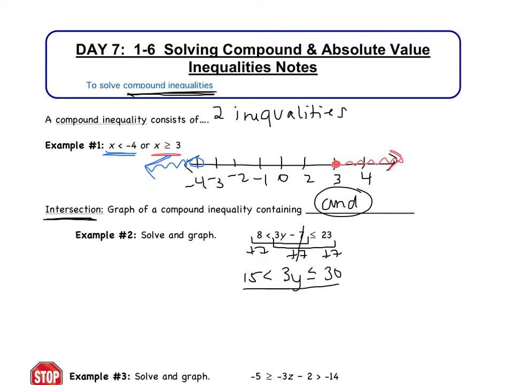So to get rid of the 3, I'm going to divide everything by 3. 15 divided by 3 is 5. Those 3's divide to become 1, and 30 divided by 3 is 10. Okay, so this is saying y is greater than 5, but y is also less than or equal to 10. So now we're going to graph this one.